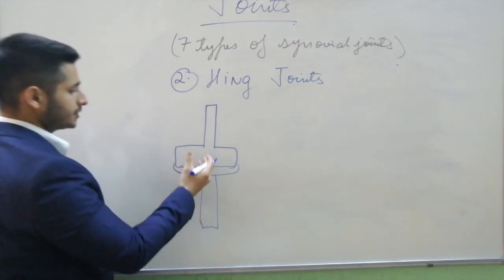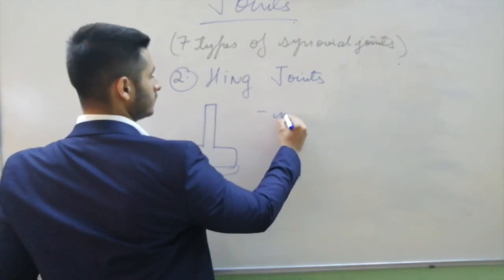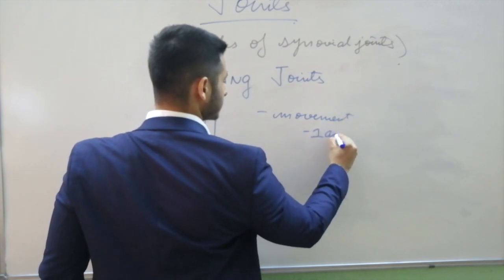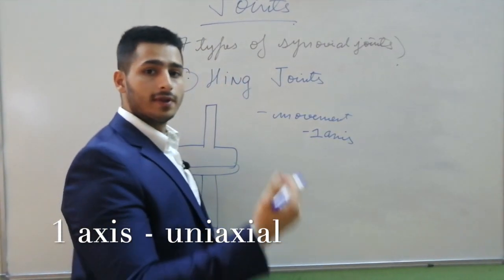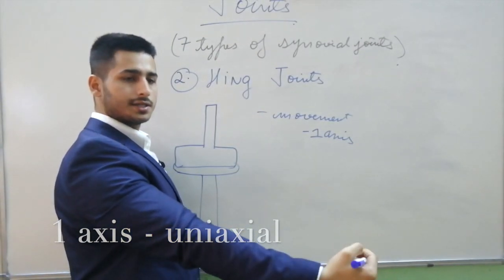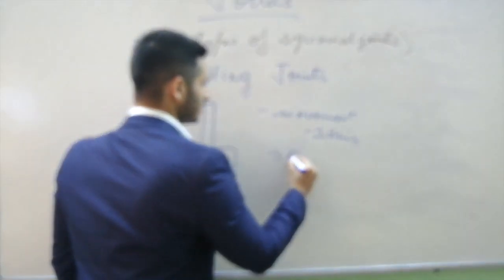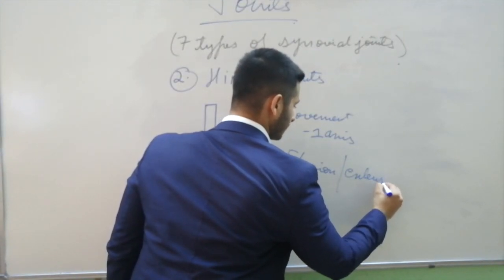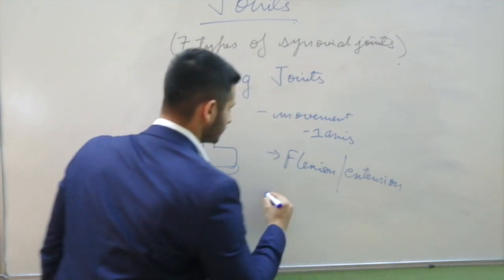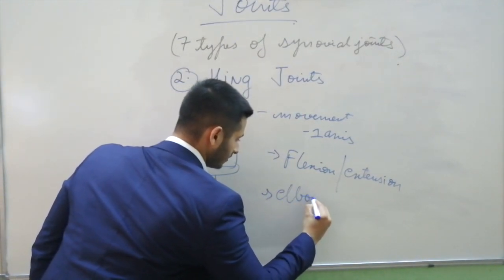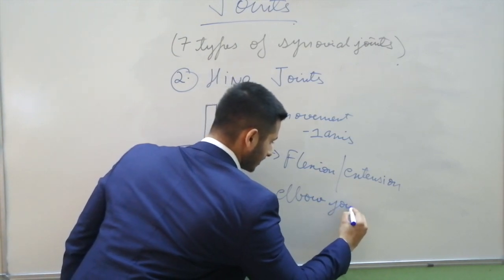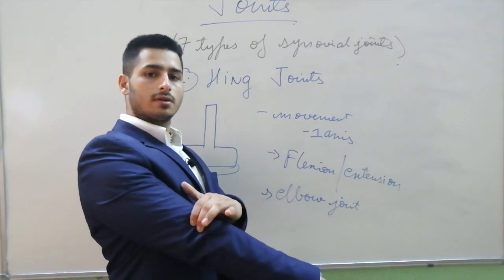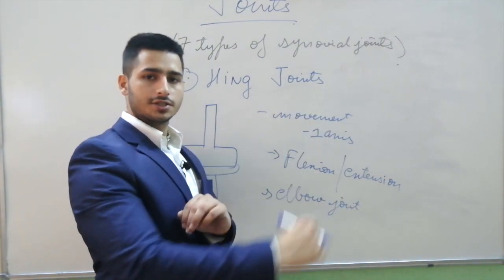So this is what a hinge joint looks like, and it permits movement around one axis. The movements are flexion and extension. These are the two movements that are permitted by this joint. A very good example of this joint is the elbow joint. The elbow joint is an example of a hinge joint. This is my elbow joint, and this is flexion, this is extension.